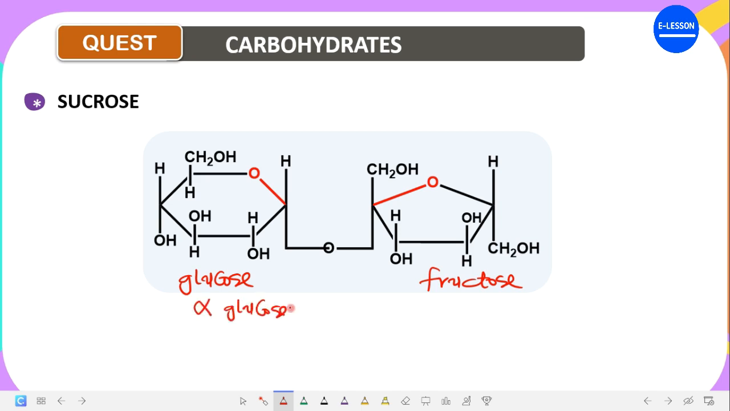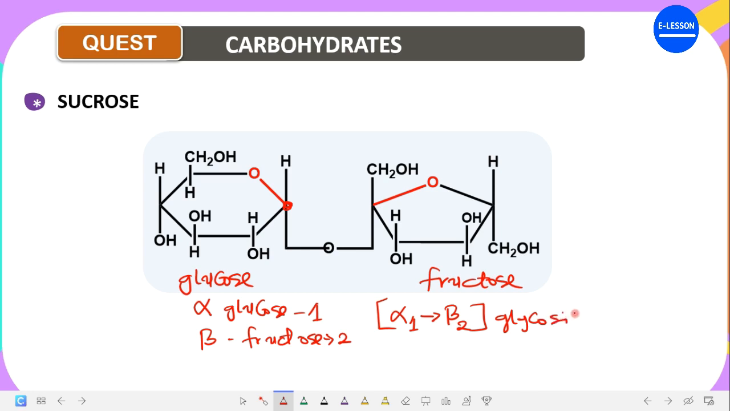at carbon number, what carbon is this? Carbon number 1, and what? Beta fructose at carbon number 2. So you call it alpha 1 to what? Beta 2 glycosidic linkage. Are you getting it now? Alpha 1 to beta 2 what? Glycosidic linkage between the alpha glucose, rather, and what? Beta fructose at position number 1.